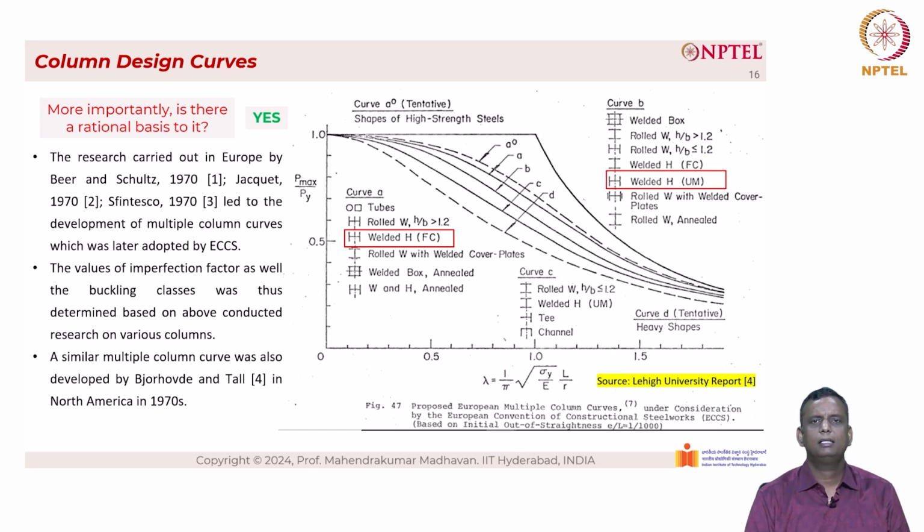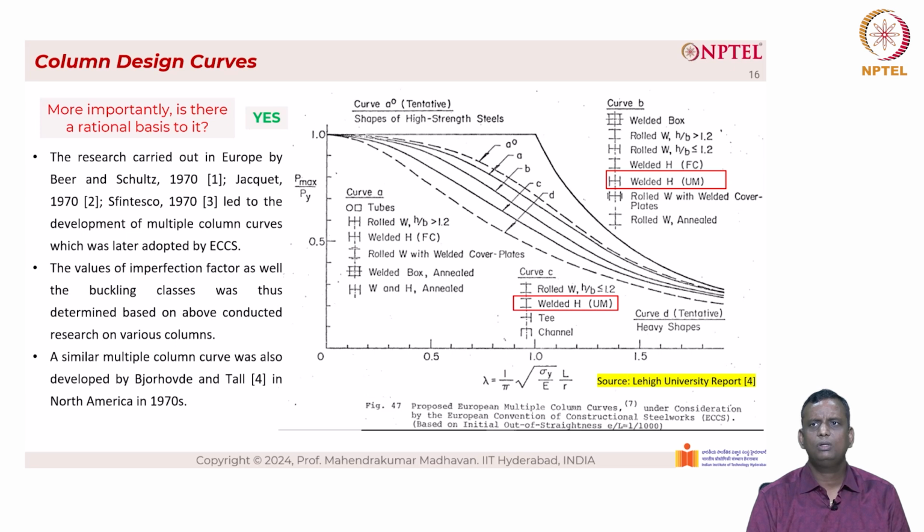Now look at another comparison. We have welded H FC, which is in curve A. FC represents flame cut, and then the one in curve B has welded H UM. UM represents universal mill. Both of them are the same except that the fabrication process is different. Flame cut will lead to lower residual stresses, and hence it finds a place in curve A. UM, which is universal mill, will have higher residual stresses, and hence it finds a place in curve B.